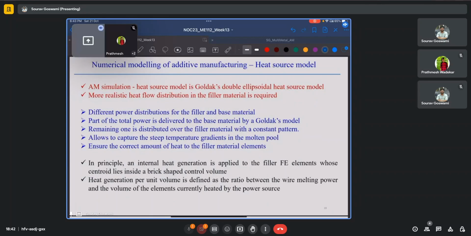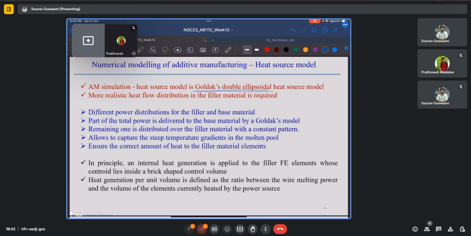And a very commonly used model for the heat source, or the volumetric heat source, is actually Goldak's double ellipsoidal model. So you can read more about it from existing literature. This has been in use since, say, the late 1970s or early 80s.